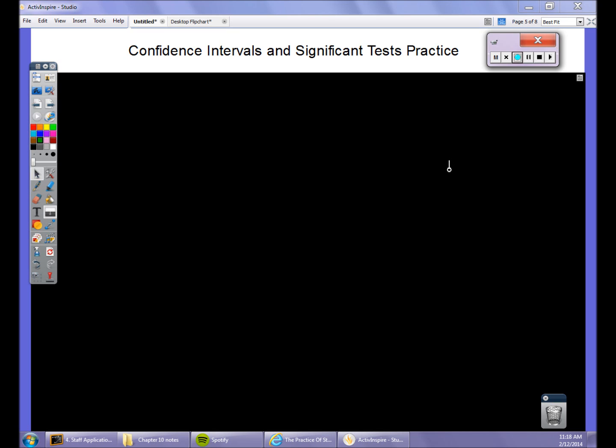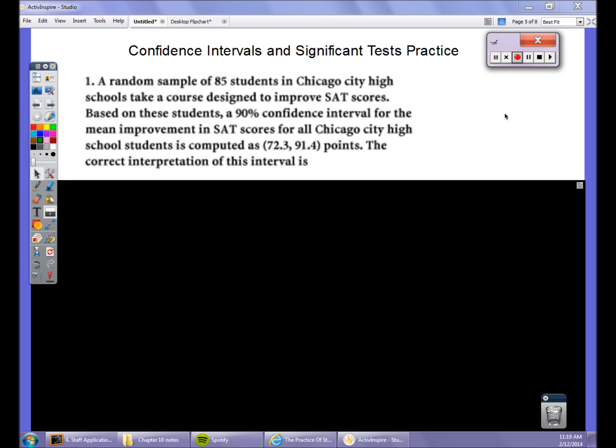Some of these questions will be multiple choice, and I'll show those possible answers a few seconds after giving you the question, and then I'll work out the answer with you. Here's the first question. Take a second to read through this one and give me the correct interpretation of the interval. You don't actually have to calculate the interval, just interpret it. At this point, I would hit pause.